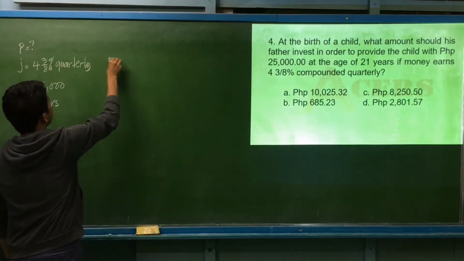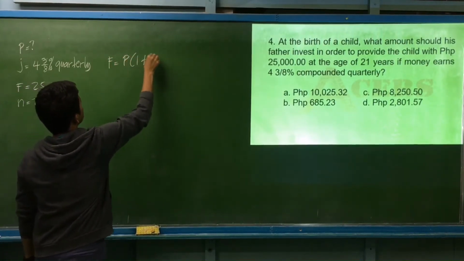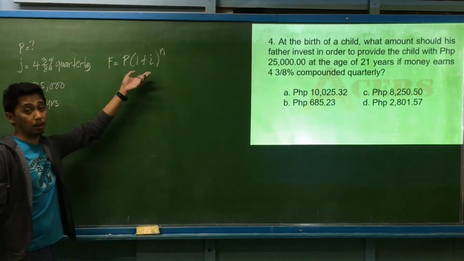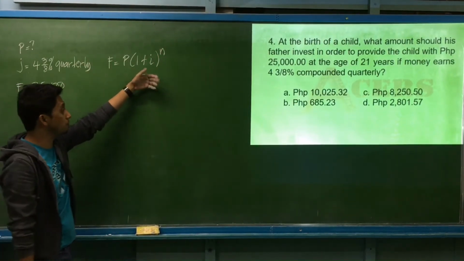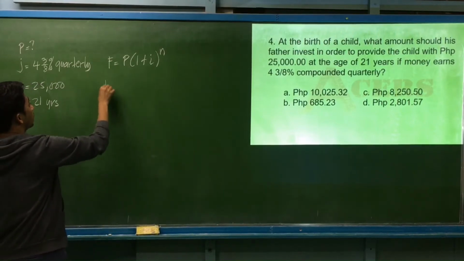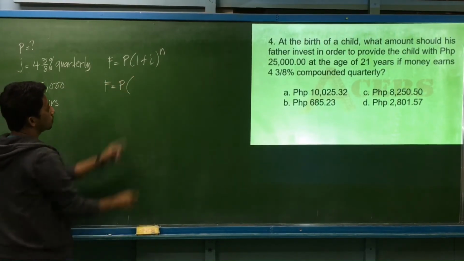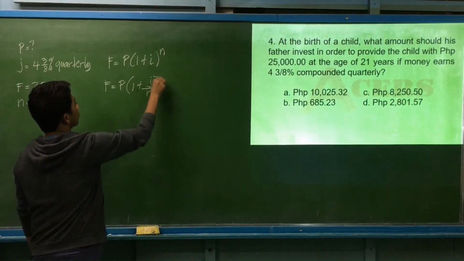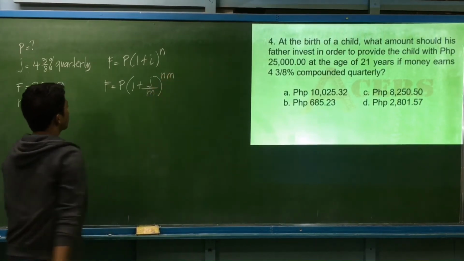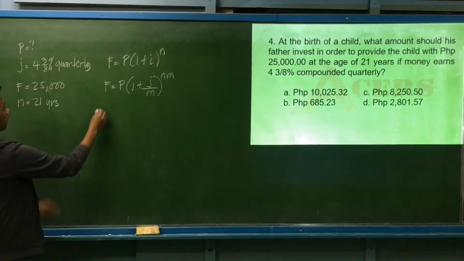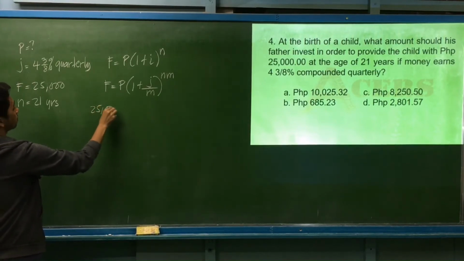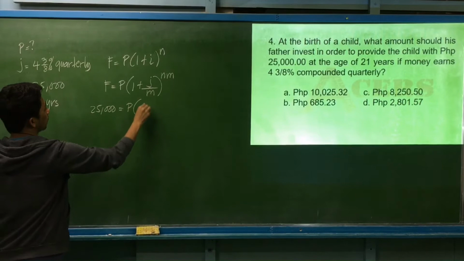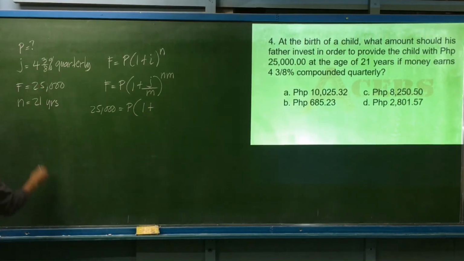The future amount is the present amount multiplied by (1 + i)^n. This is if it is compounded annually, wherein m is equal to 1. But since this is compounded quarterly, in the expanded form the future amount is the present amount times (1 + j/m)^(nm). To compute for the present amount, the future amount is 25,000 pesos. By the way, what is the equivalent of the nominal rate 4 and 3/8?